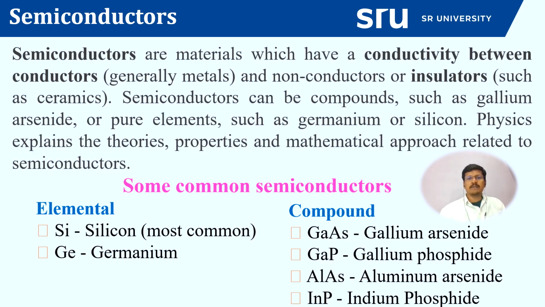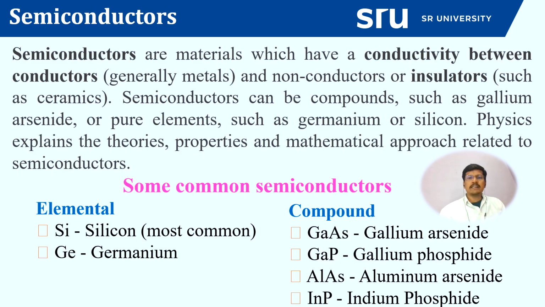Coming to germanium, it was widely used in early transistors because of its higher carrier mobility. However, silicon eventually became the preferred choice due to its superior thermal stability and manufacturing advantages.